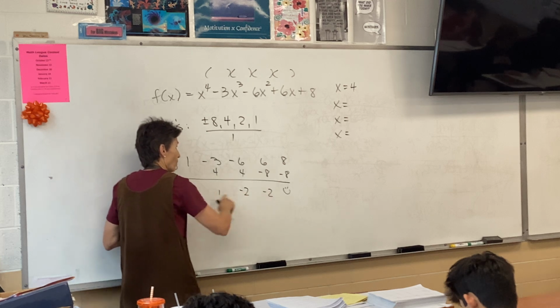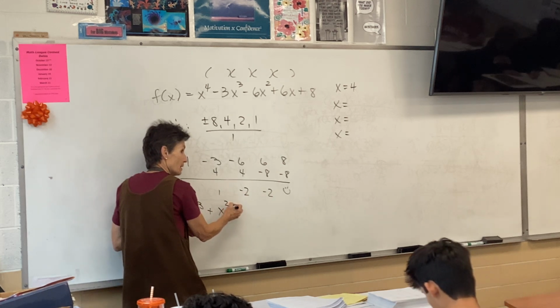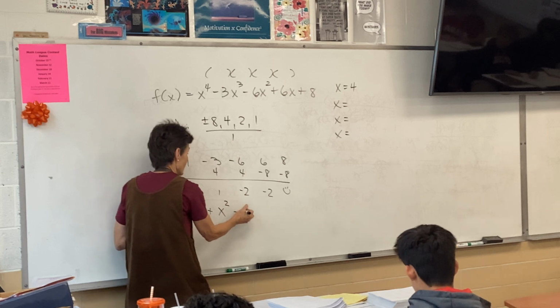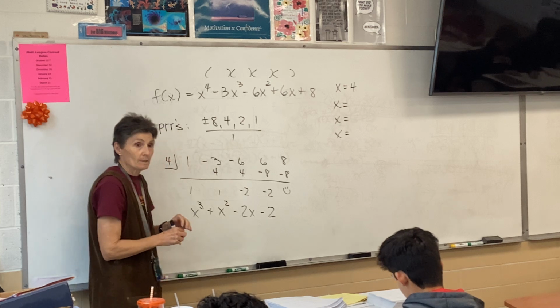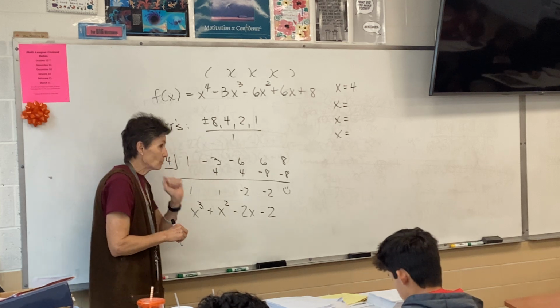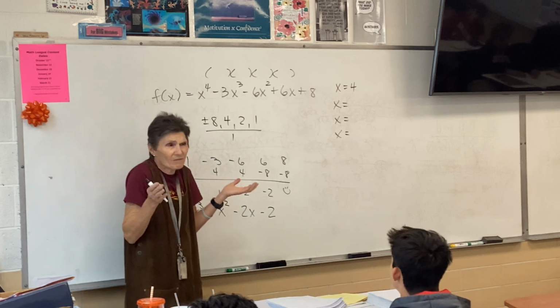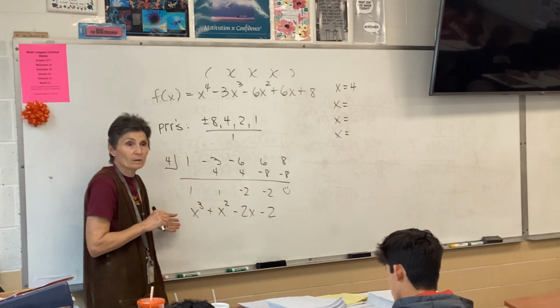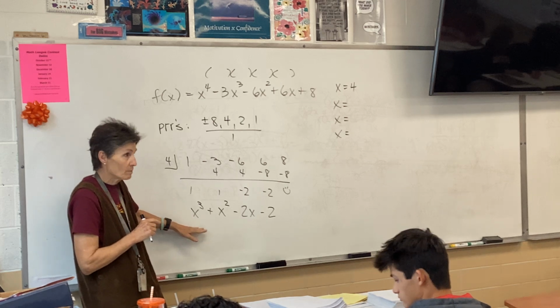Now, what's left here? What does this stand for? X to the third. And we got 1 is x squared, and then minus 2x, minus 2. Now we can group. Everybody see that? Now what if I couldn't group, or what if I just don't want to group? Then I will guess again. This is where I would be guessing now.